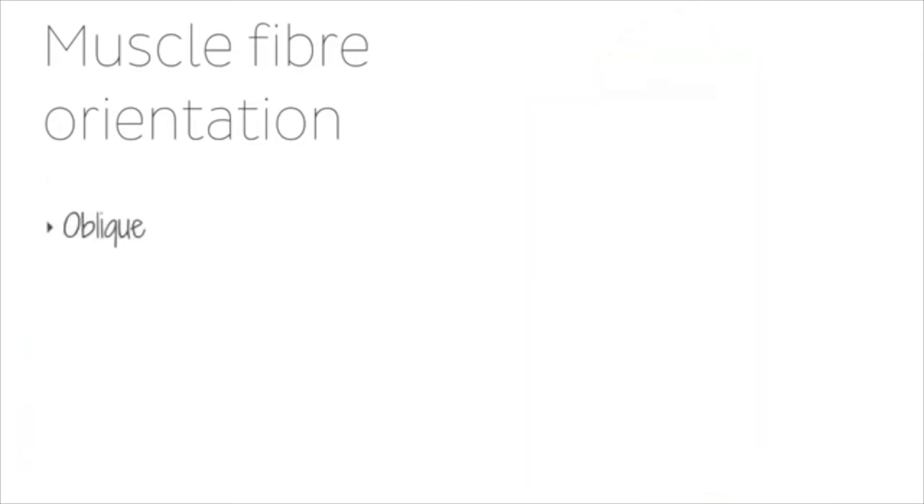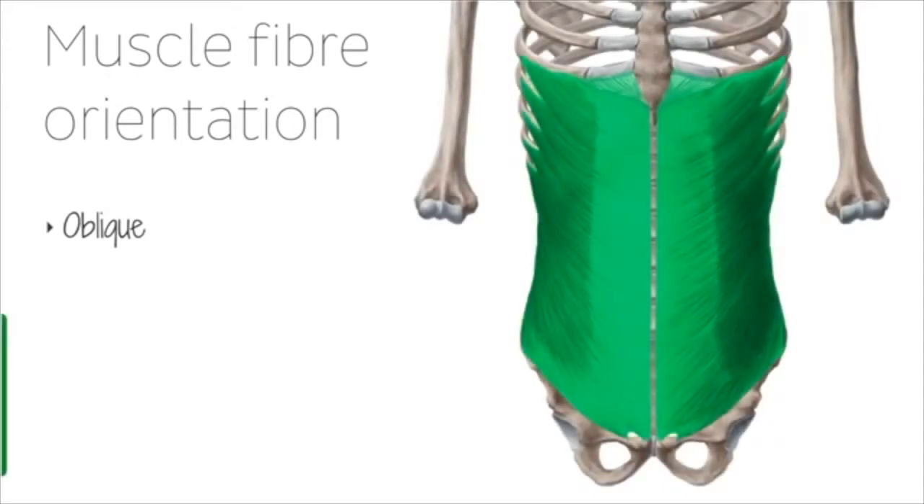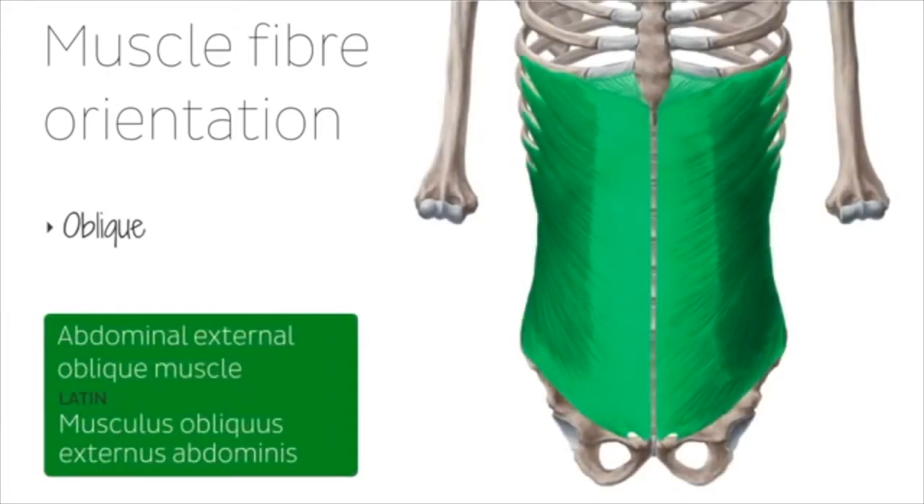The term oblique is used to describe muscle fibers that run diagonally, at an angle or slanting. A good example of this would be the oblique muscles of the abdomen. And here we can see the external oblique muscle, whose fibers, as you can see, run obliquely.